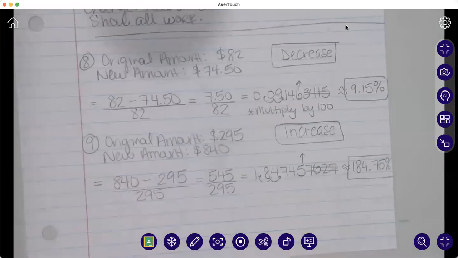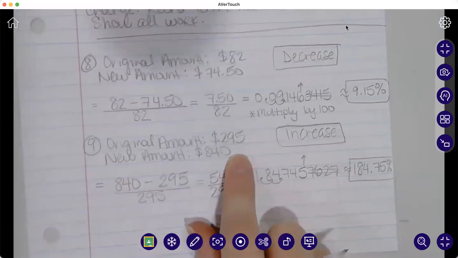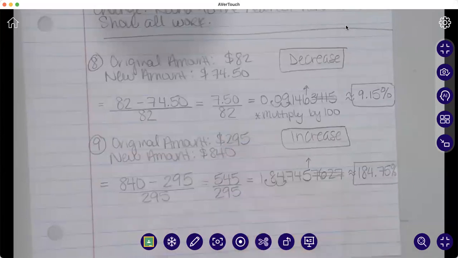almost looking at the price. We have 295 and we have 184% of that. So we're taking that whole amount plus another 100 plus an 84 on top of that. So definitely is going to get me to that 840.